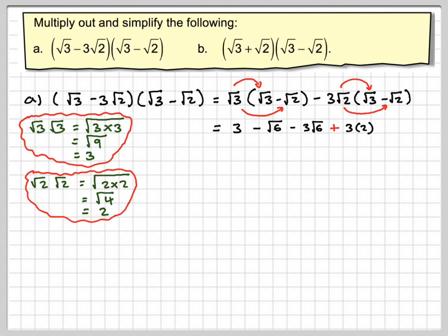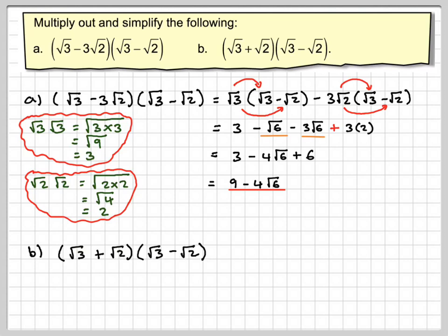Right, so the like terms here are minus root 6 and minus 3 root 6, so we're going to have 3 minus 4 root 6 plus 6, and then 3 plus 6 makes 9 minus 4 root 6. For the second one, we can expand it exactly the same way.